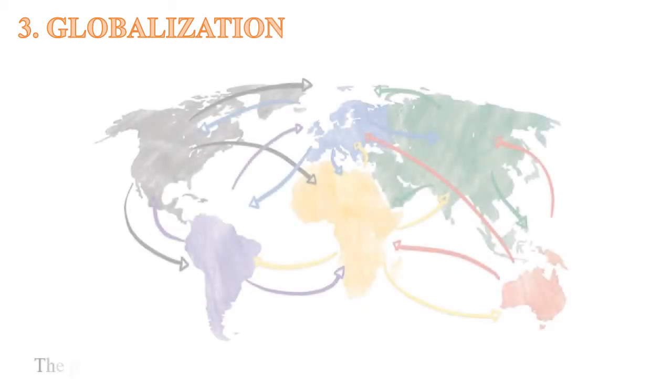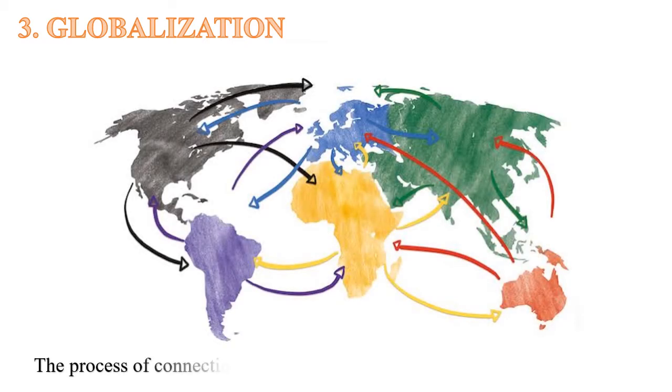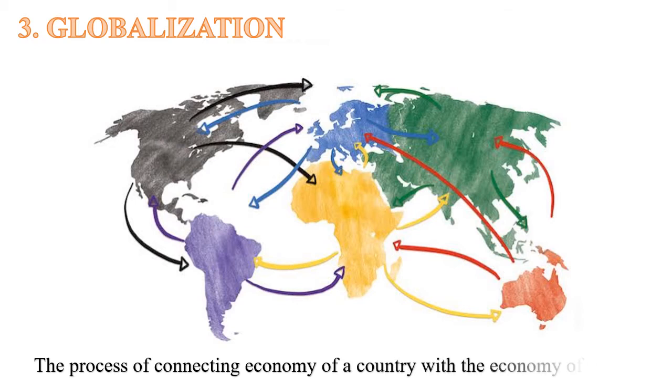The third point, the third reform, the globalization. As you can see in the picture here, the process of connecting economy of a single country with the economy of world is the definition of globalization. That means each and every country of the world trade with each and every other country of the world, creating a global market. That means the country, a single nation, is connected with the whole globe.